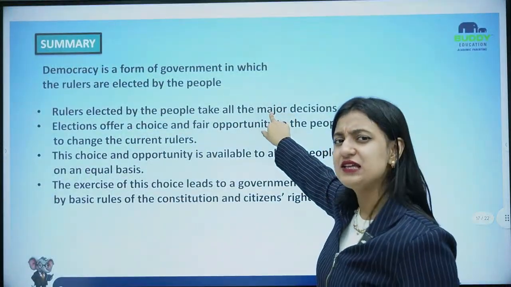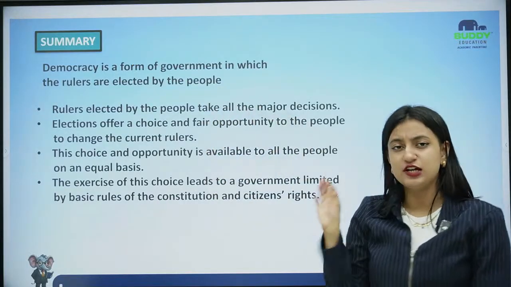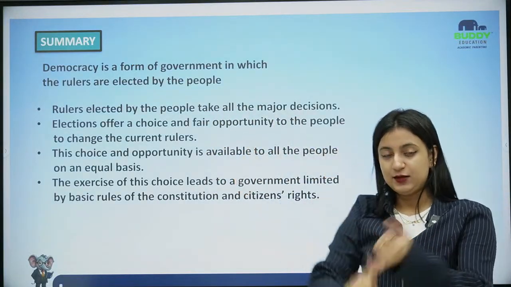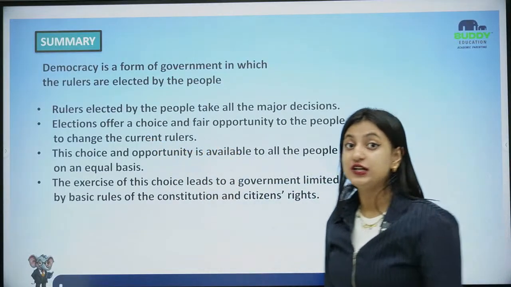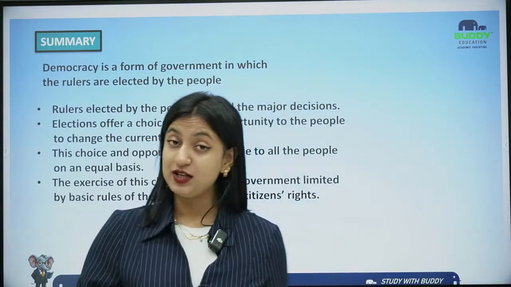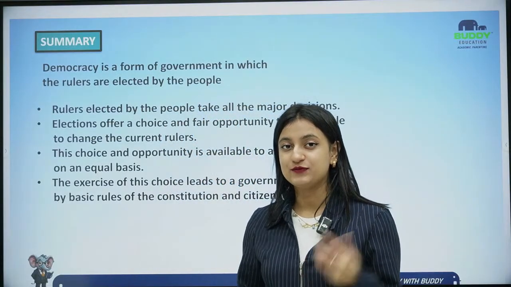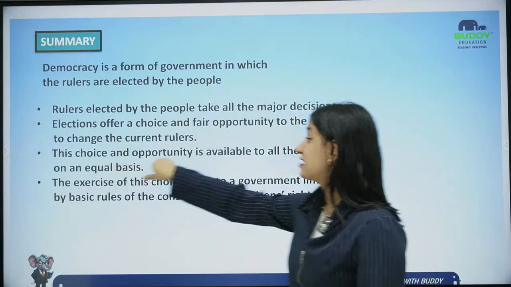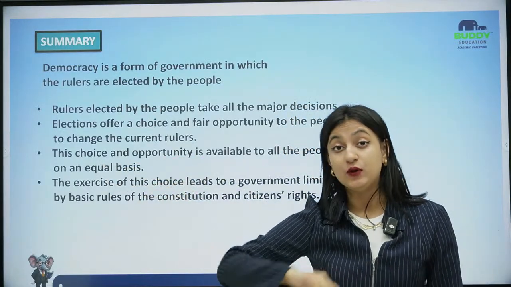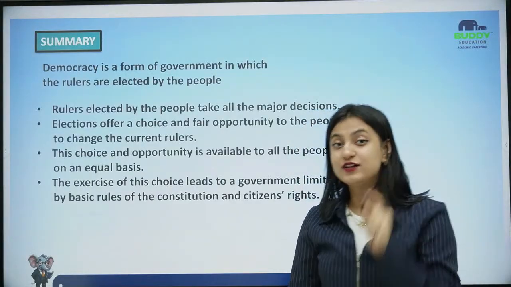Now, to summarize the features, let's quickly see. The rulers elected by the people take all the major decisions. Democracy or no democracy? Yes. Elections offer a choice and fair opportunity? Yes. But did it happen in the case of China? No. Why? Because there was only one party, the Communist Party, and everybody had to take approval of that party. This choice and opportunity is available to all the people on an equal basis. Yes, according to democracy, correct, but we understood another feature.